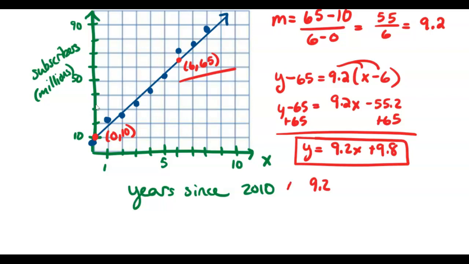So what this tells me is that the website gains 9.2 million subscribers every year after 2010.